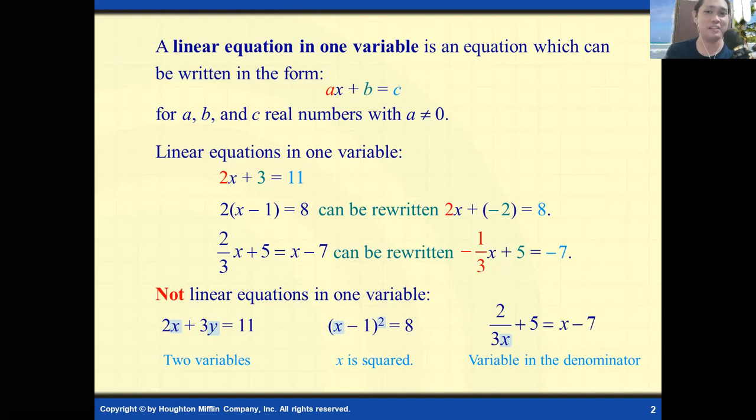One more example: 2 over 3x plus 5 is equal to x minus 7. This is not a linear equation in one variable because the variable is in the denominator. So I want you to remember the form of a linear equation in one variable. I hope everybody can define it and remember the form. It can be written in the form ax plus b is equal to c, where a is not equal to 0. Okay, we are all okay with that.